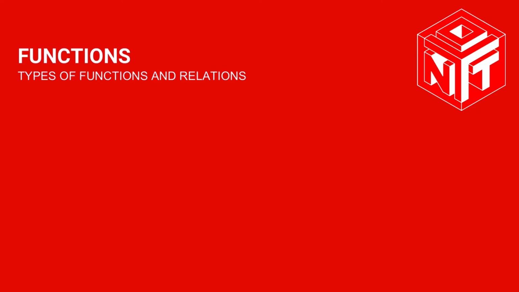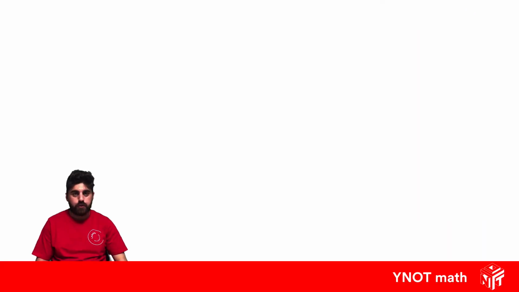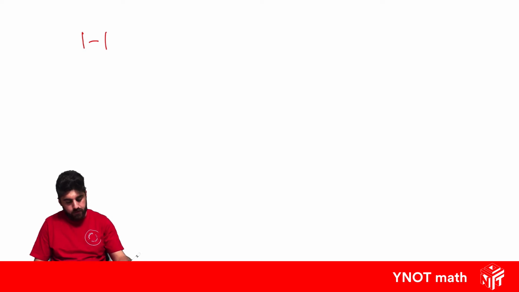Types of functions and relations. So here we're going to look at 4 different types of functions and relations we can have. Our first one we're going to call one-to-one. And we can write a little diagram to help us visualize what's going on.